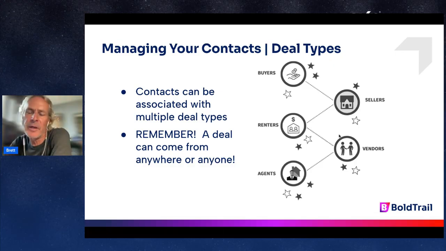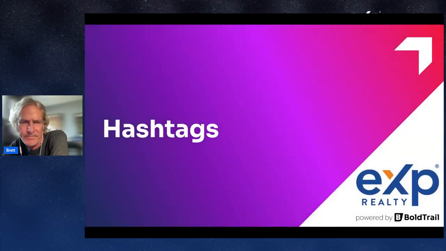And then vendors, like home inspectors, people you work with for staging, maybe maintenance and driveways and roofs and all the things that connections we have with, and then agents, people like yourself. Okay, and then renters. Making sense so far? Hopefully.